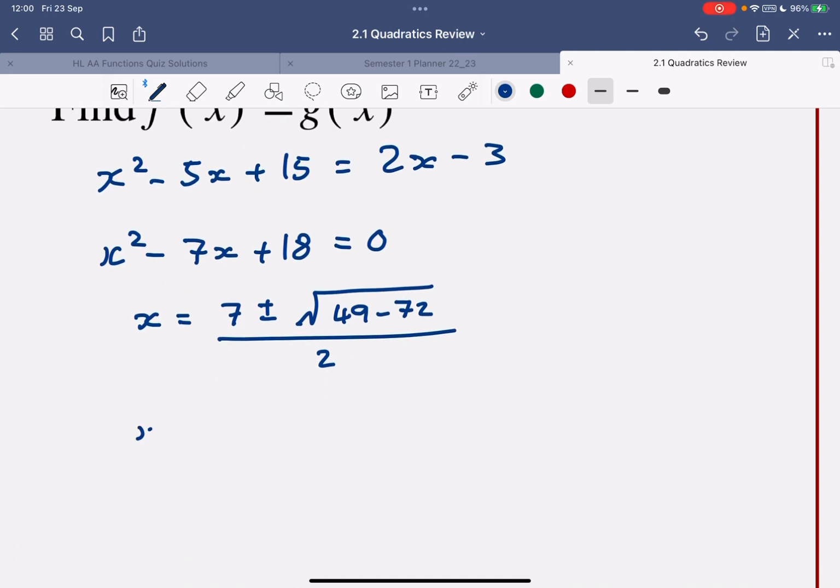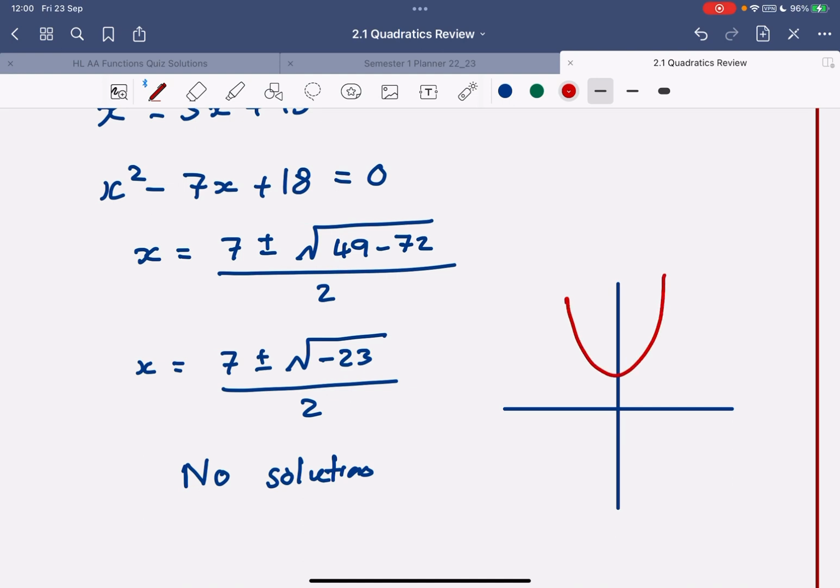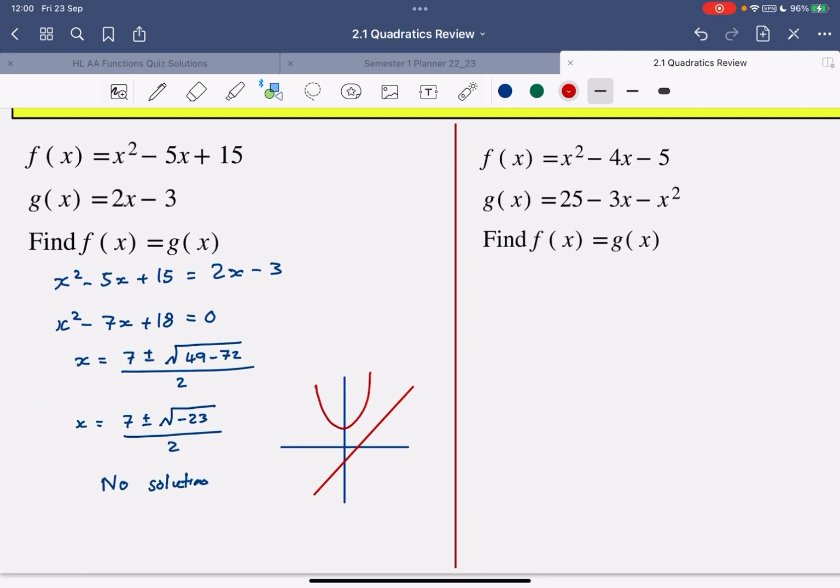Now actually I don't really need to go on any further, because what I can see from here is that inside this root I've got a negative 23, and I can't square root negative 23 to get real answers, so there are no solutions to this equation. So that means we've got a situation where we basically have a quadratic and a straight line. So we might have a quadratic like that, and a straight line that doesn't intersect the quadratic. So no solutions.